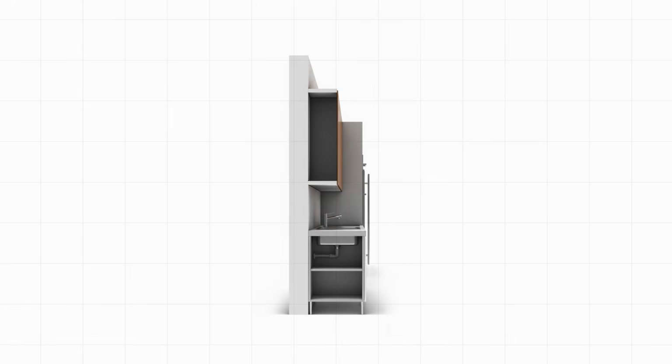Next, let's look at the distance between the upper cabinets and the countertop. This distance is usually 45 to 60 centimeters, ensuring a clear view of the work surface and enough space to work comfortably. In our model, the distance is 50 centimeters, which is still within an acceptable range.